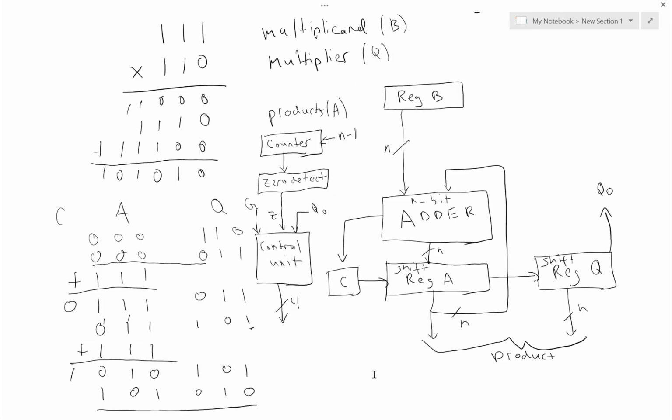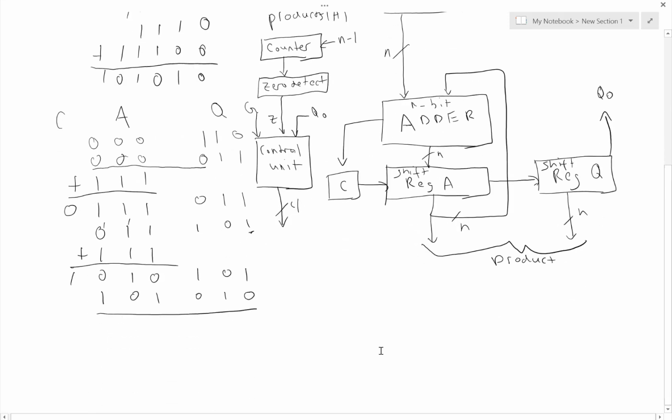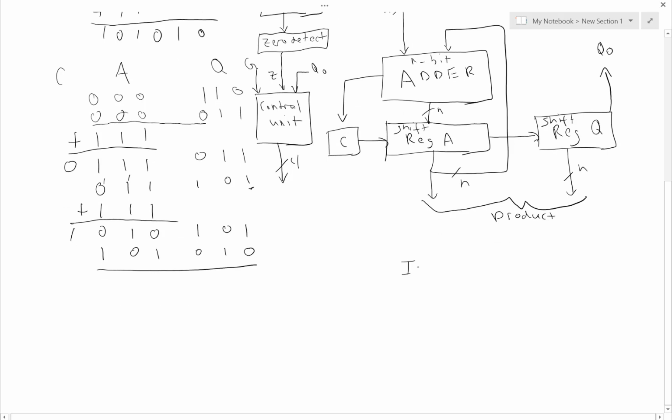Okay, so given this hardware and the layout, let's look at how we could actually control this and build the finite state machine to control this. So I'm going to have an initial state or an idle state where I haven't started yet, and I'm going to stay here as long as the go signal hasn't been inserted yet. But as soon as the go signal is inserted, I'm going to start the process of multiplication.